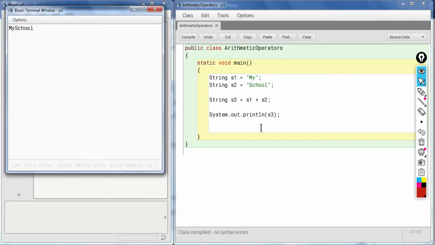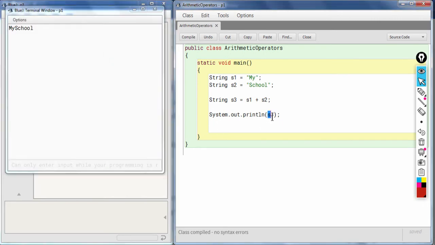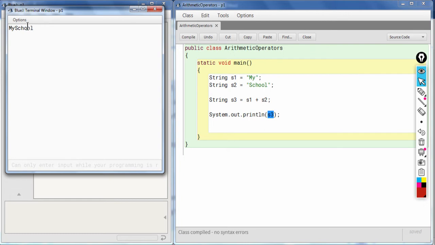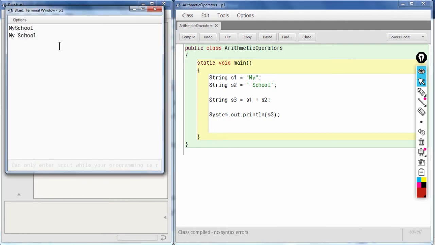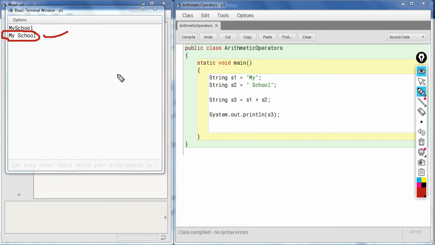As you can see, I have printed the value of s3, and s3 is printing my school, and there is no space in between my and school, because s1 has got my without any space and s2 is also without any space. But let's say I add a space here before s, and let's compile it and now execute. You can see that now the output is different. Now s3 is holding my space school. So this is how the plus operator works on strings as well.